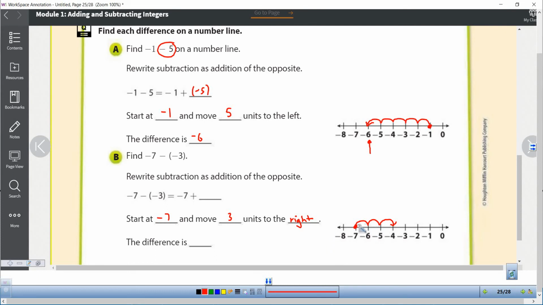And so really, remember, when we were doing addition, how would you go 3 units to the right? You would add 3. So subtracting a negative is the same as adding a positive. So negative 7 plus 3 is negative 4.